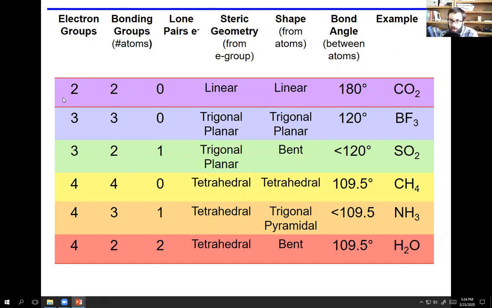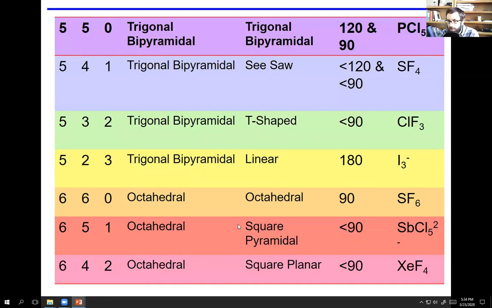So for steric number 2, you're going to have linear, right? Steric number 3, you're going to have trigonal planar, but you can have trigonal planar or bent with one lone pair, and walking down the line, right? And so also for 5 and 6, different numbers of lone pairs. Again, 5 is based on the trigonal bipyramid, and 6 is based on the octahedral shape.